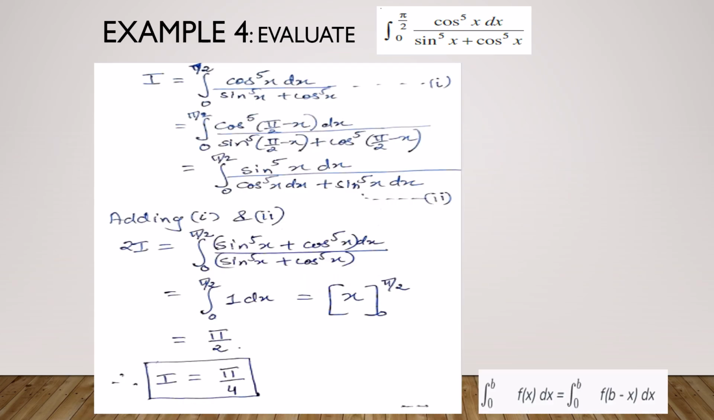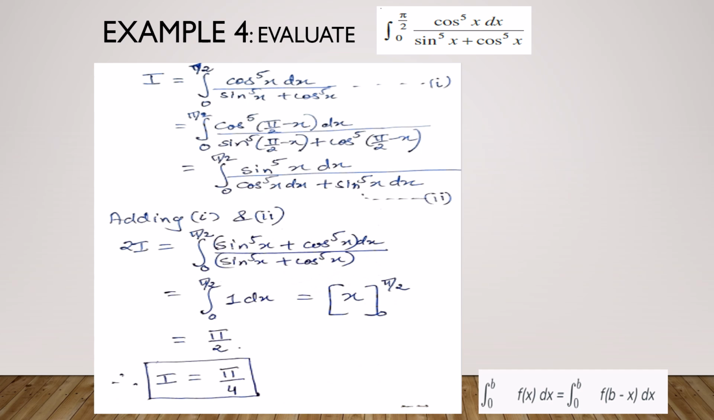Now we will start taking different types of examples and we will use different techniques for each of the examples. First one, you have to find integral 0 to pi by 2 cos raised to 5 x dx upon sin raised to 5 x plus cos raised to 5 x.